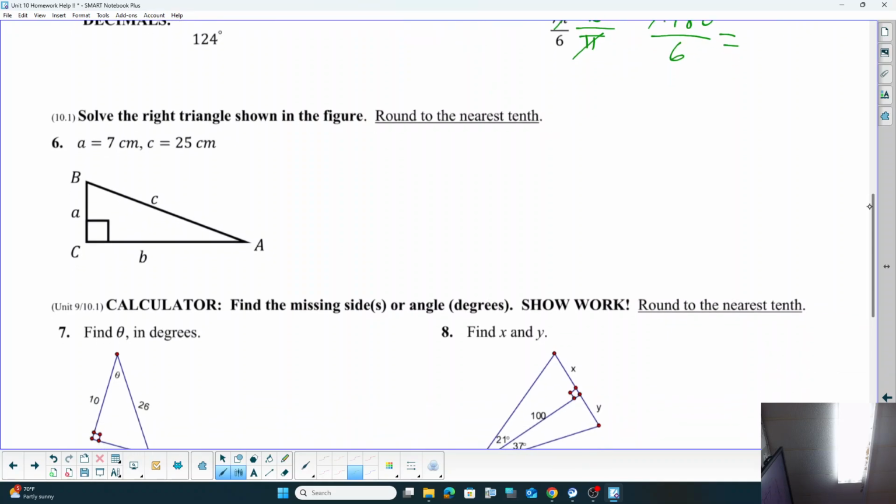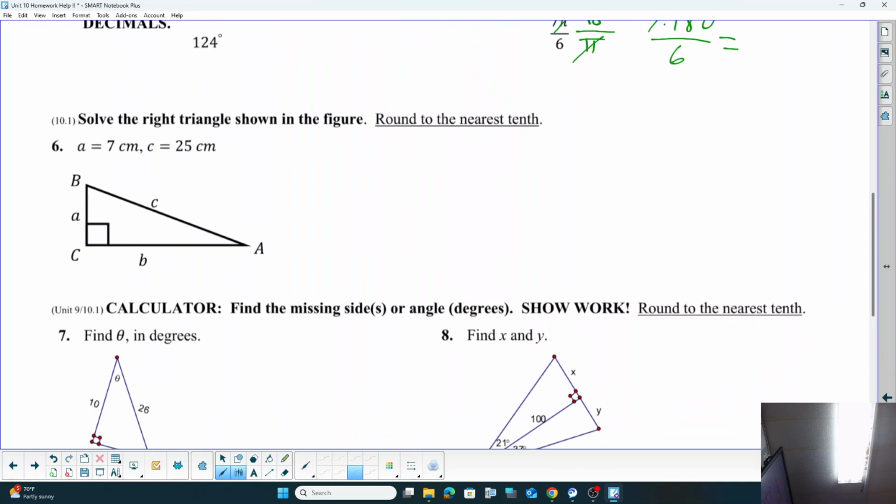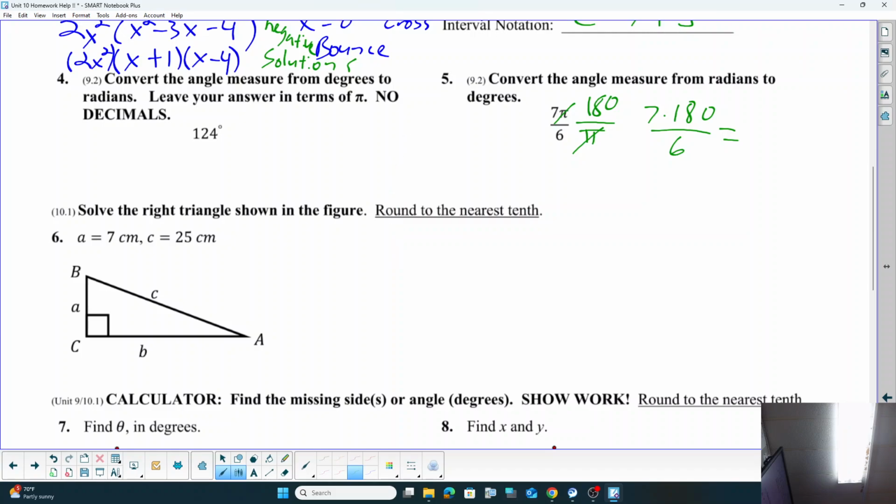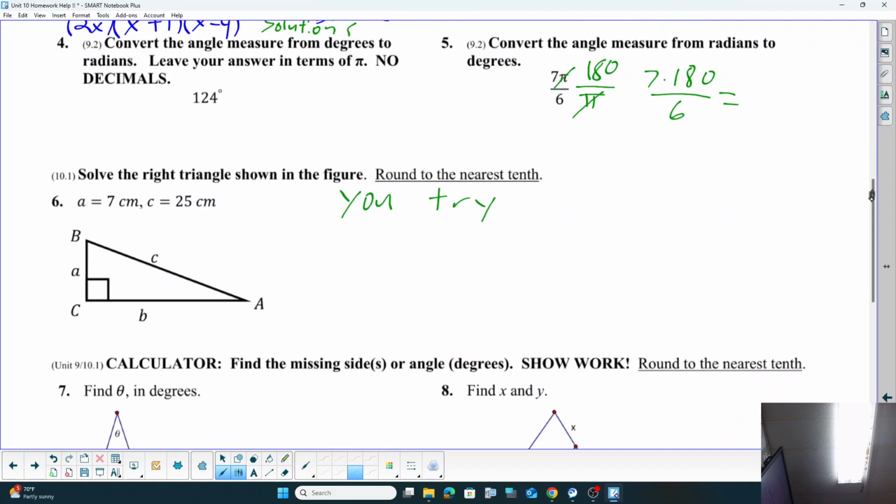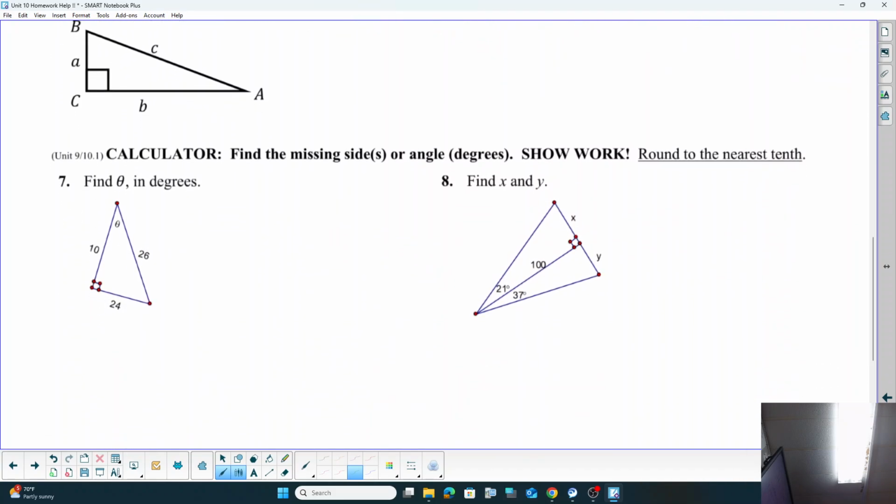That's what we learned in 10.1, so give that a try. You try, you need more practice. Find the missing side or angle in degrees. Keep trying.